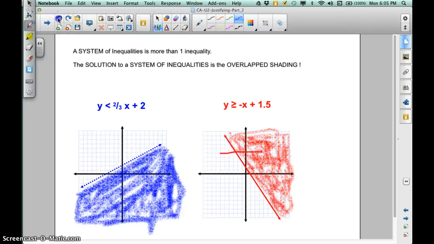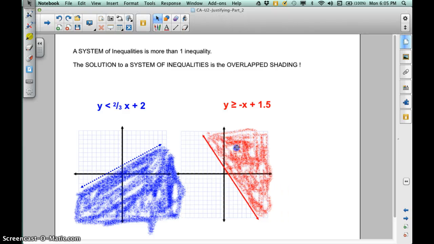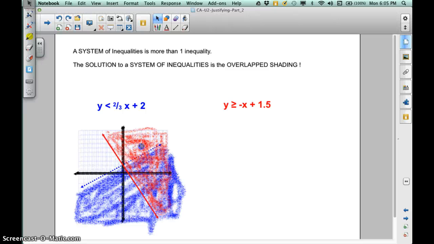This is not working out, my selection tool. So I can actually grab this graph and overlay it on top of the other one, which of course on paper is more difficult to do. But you can see where the red and the blue overlapped. And it is this region right here. And this region of the graph is the solution to this system of two inequalities.